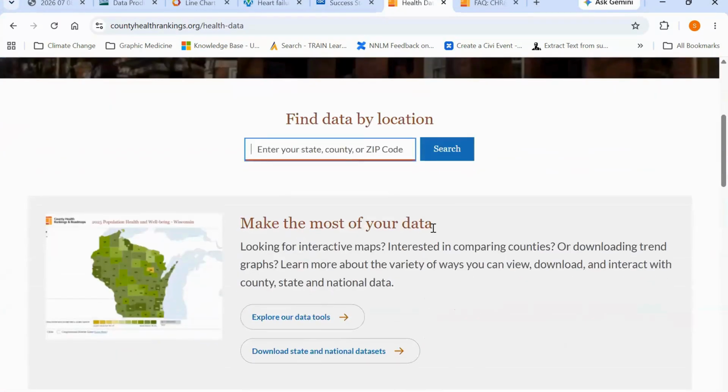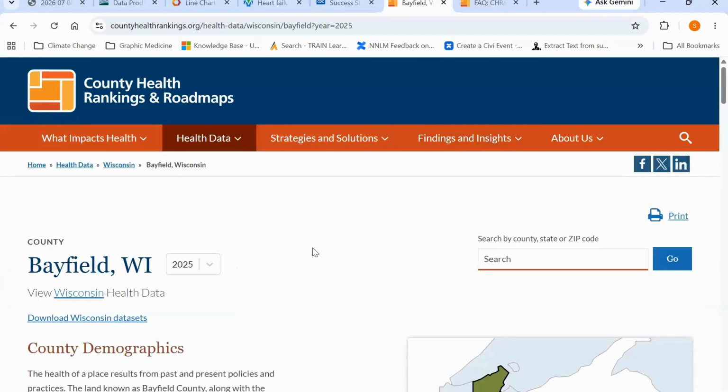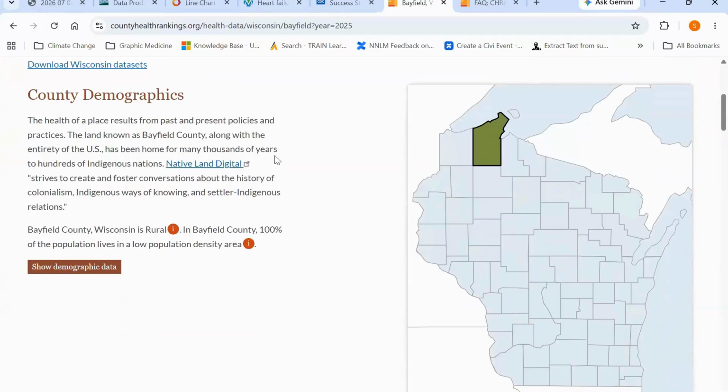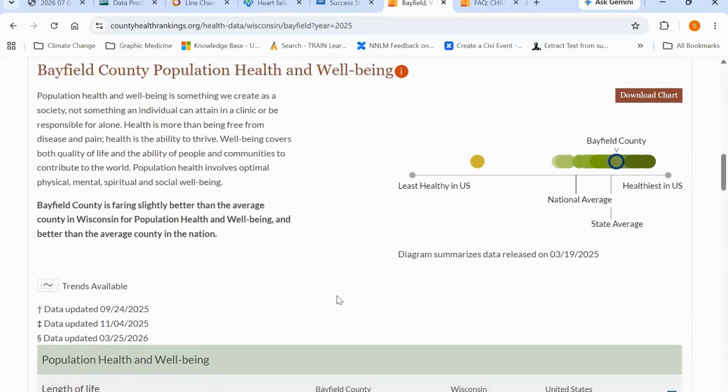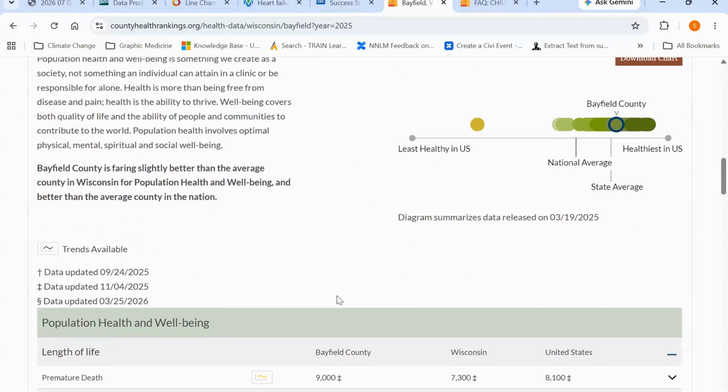I was picking on Bayfield County, Wisconsin. The nice thing about this is that it will drop down and give you choices. Bayfield County in Wisconsin is the only Bayfield. And again, it gives you right up top, rural, not rural, low population density, and then gives you some comparative information.